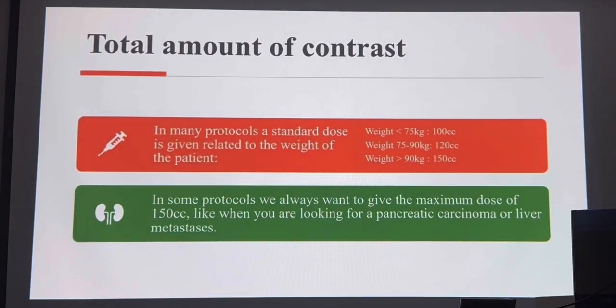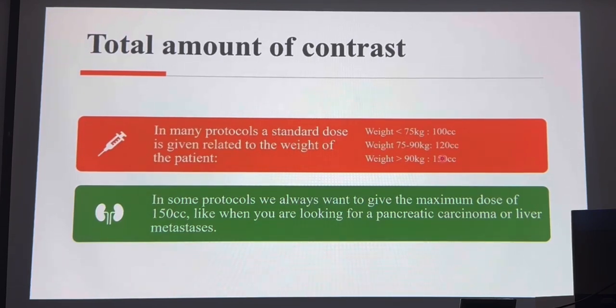Amount of contrast: there is a standard according to the weight. If the patient is less than 75 kilograms, 100 cc is enough. Weight 70 to 90, 120 cc is enough. More than 90, 150 cc is optimal. Why are we always concerned with the liver to give high contrast? Because we need a large flow, a large amount, to follow the characteristics of the lesion.